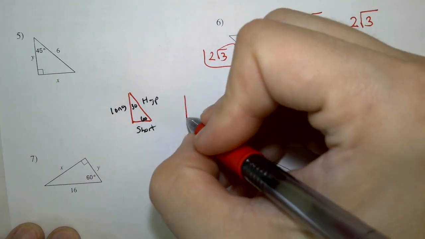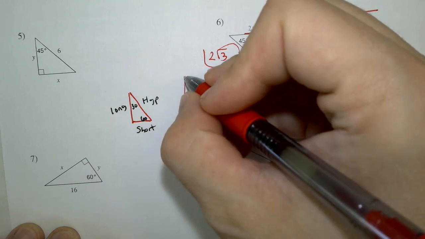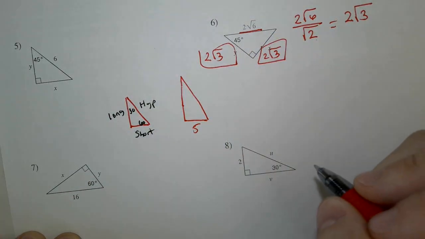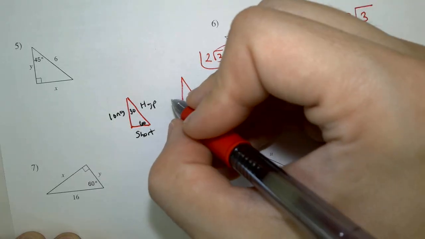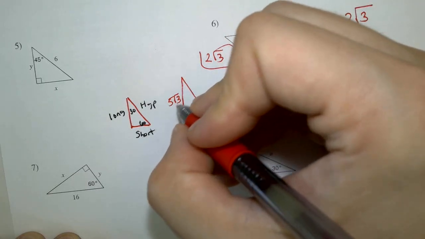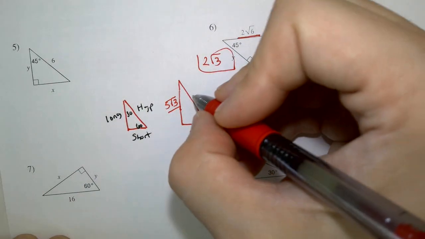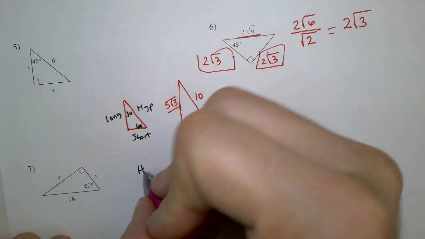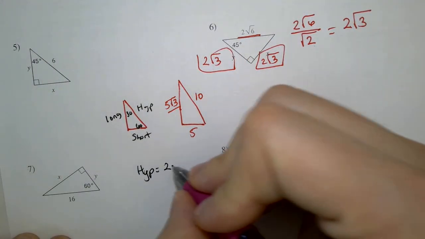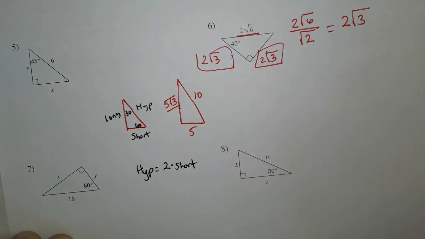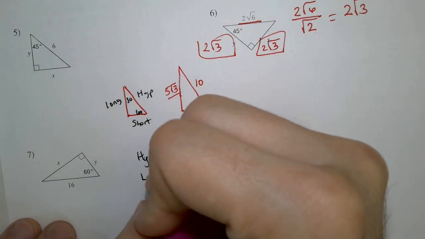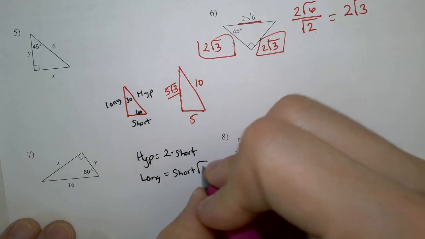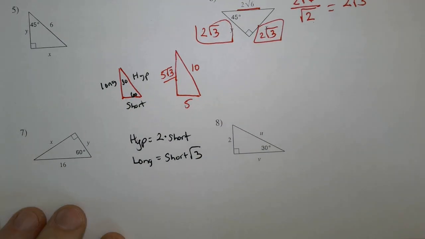If the short side is provided, then your life is easy. If the short side was, let's say, 5, then the long side is going to be 5, not square root of 2, but square root of 3. And then the hypotenuse is just going to be 10. So the hypotenuse is equal to 2 times the short side, and the long side is equal to the short side times square root of 3.